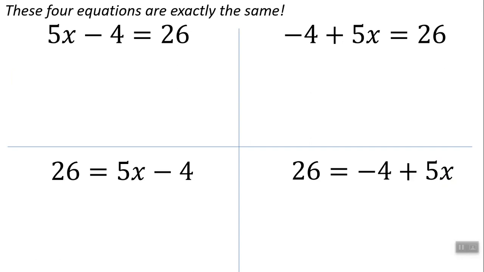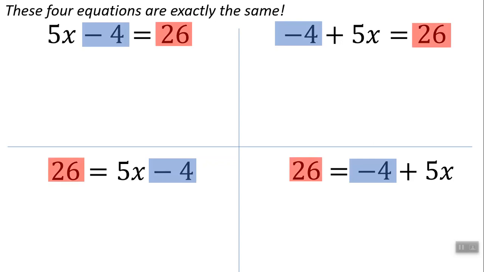They are just laid out with a different order of the terms. If you look carefully, you see that all of these equations have a constant of -4. And that -4 is on the same side as the 5x. All of these equations have a constant of 26 that is completely by itself. That 26 is on its own on its side of the equation. It has no other terms with it.